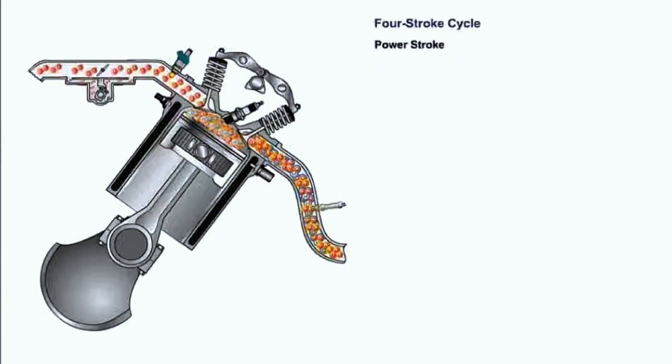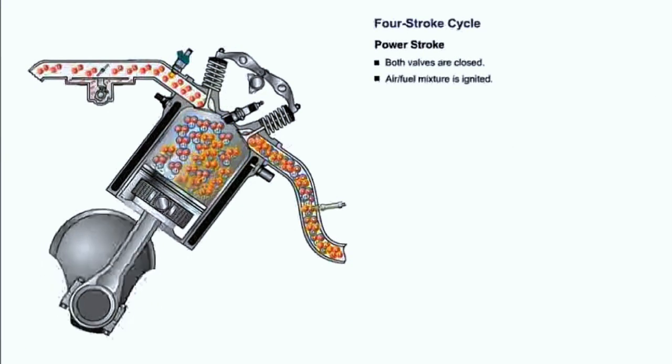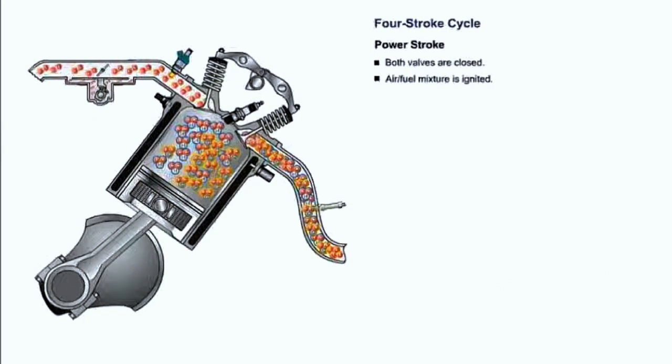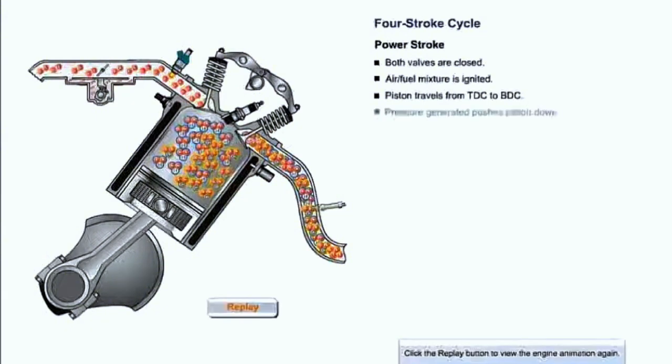During the power stroke, the valves remain closed and the air-fuel mixture is ignited. The burning mixture causes pressure to rapidly increase, forcing the piston from top dead center to bottom dead center. This thrust downward is the force that rotates the crankshaft.